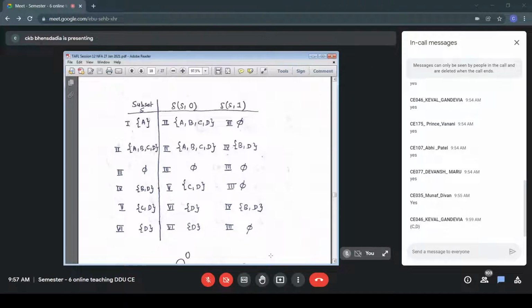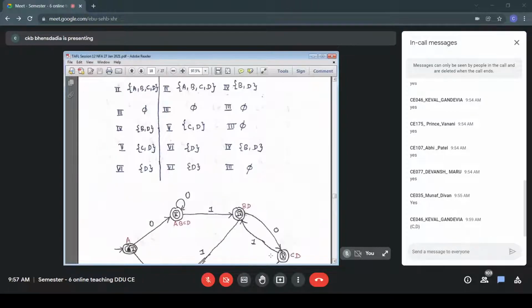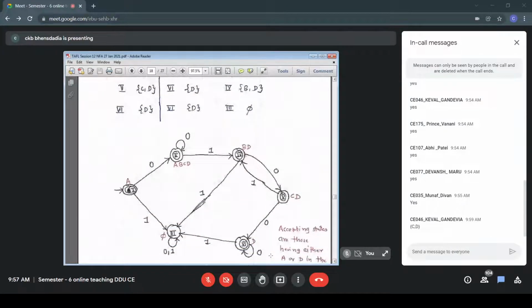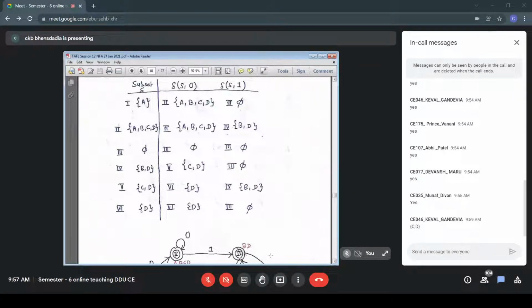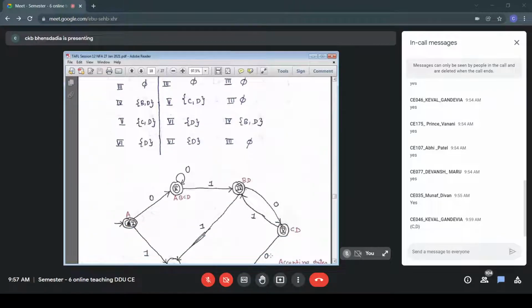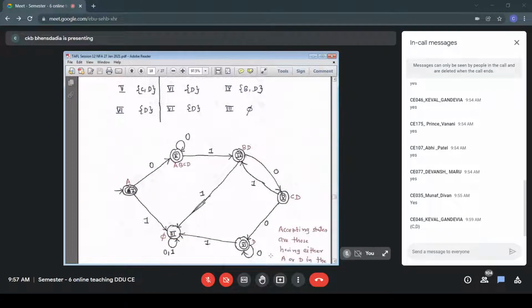So that completes transitions for all unique states, all reachable states from the initial state. Now there is no more reachable state. So it is 1, 2, 3, 4, 5, 6, or whatever label you want to give. I have given 1 to 6. You may give the label as the name of the subset itself, something like A, B, C, D, phi, B, D, C, D, whichever way you want.